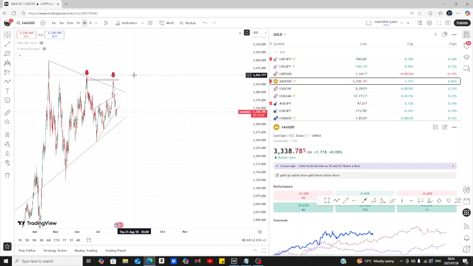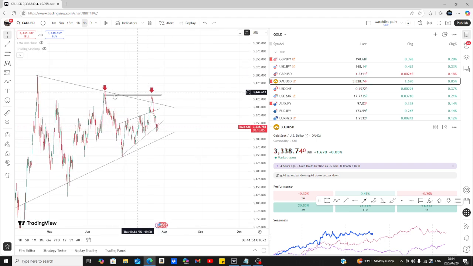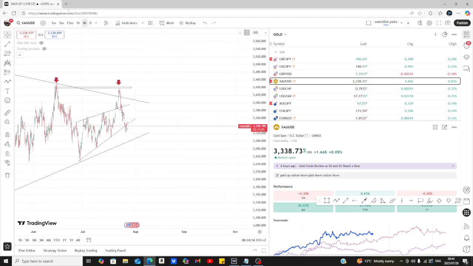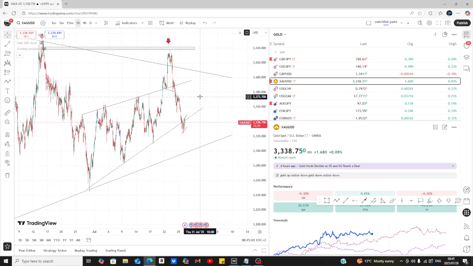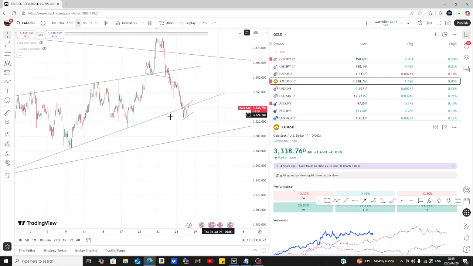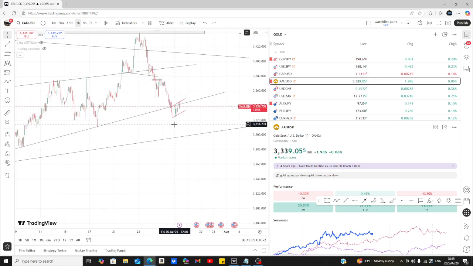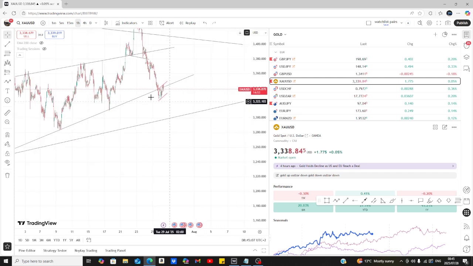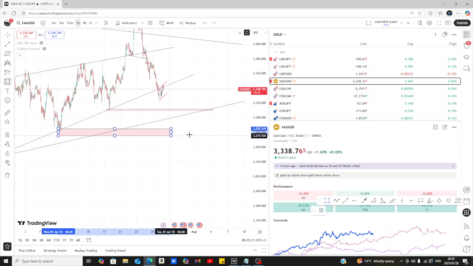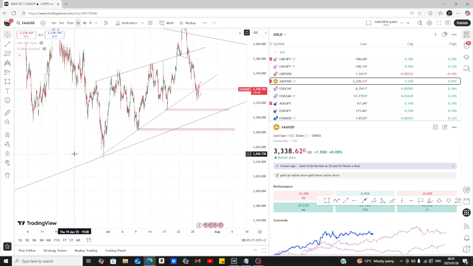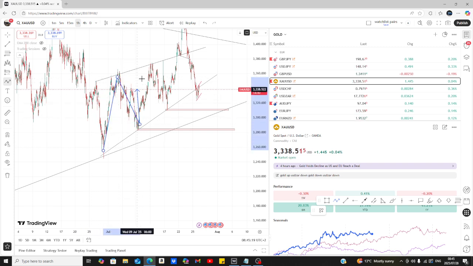So gold, if you remember from last week, my video said that this is a potential double top area. Price is currently outside the larger time frame correction, and price is now giving a lower time frame correction. So for me, gold is still looking very bearish. This is a key zone right here, and this is a key zone right here.